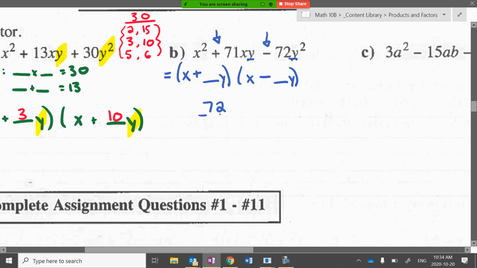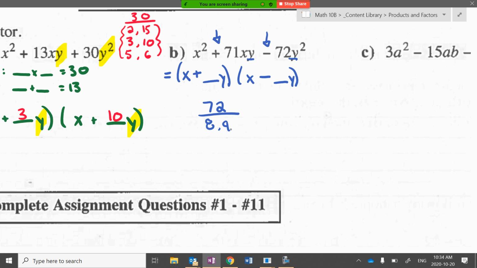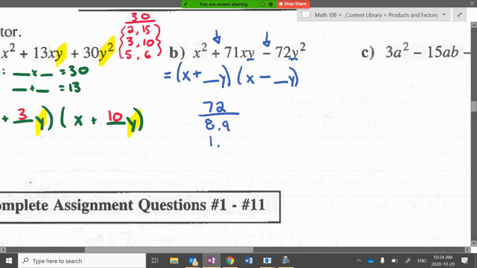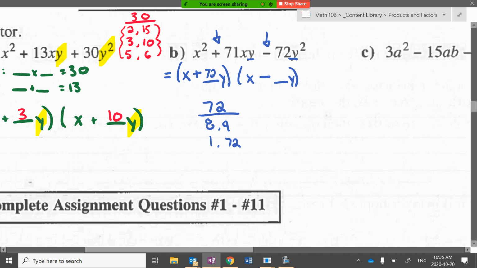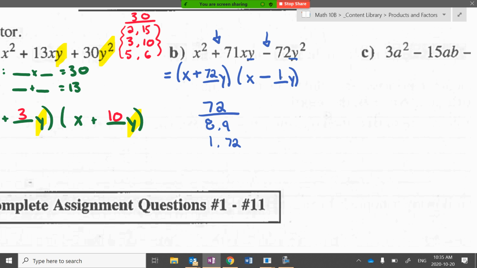Multiples of 72. The first one I always go to would be 8 and 9. Okay, 71 is my middle number. That's a really big number. 8 plus 9 is nowhere close to that. That should prompt us to try 1 and 72. To add to 71, we need a big number for our factors. That's going to be our biggest, a positive 71. So what that means is it's a positive 72 and a negative 1y. Do you need to write a 1? No, you could just say x minus y.